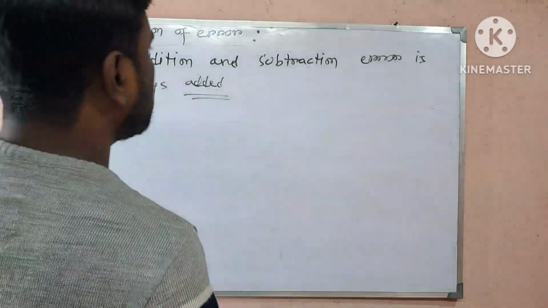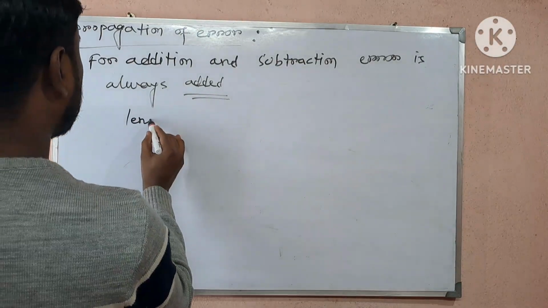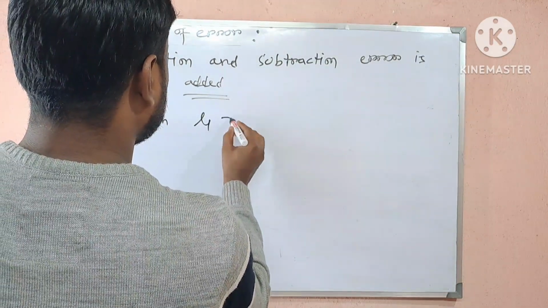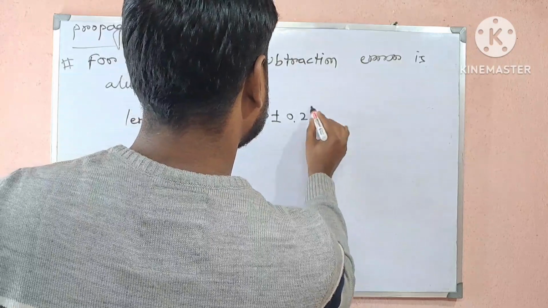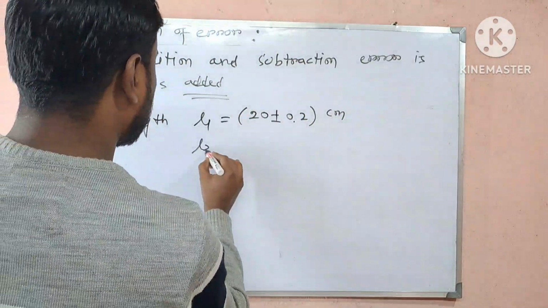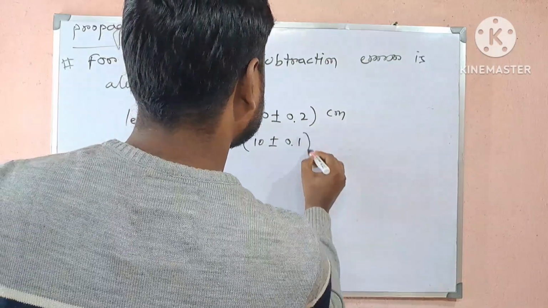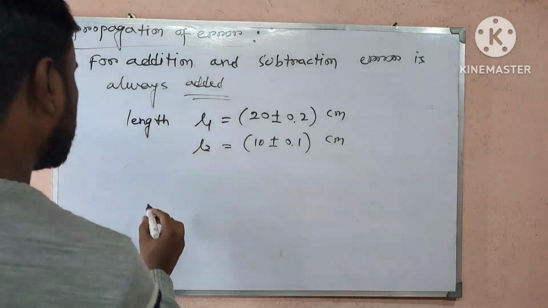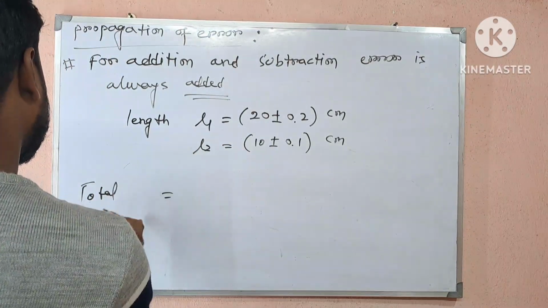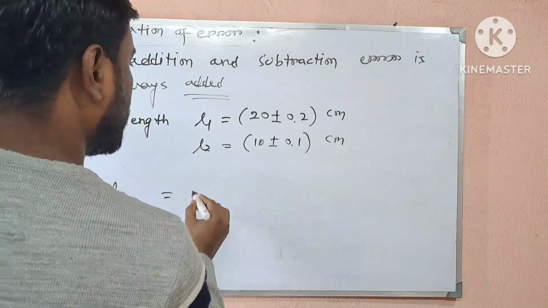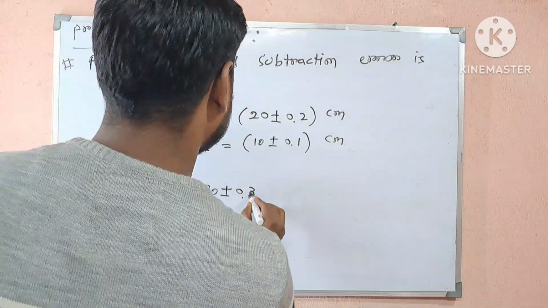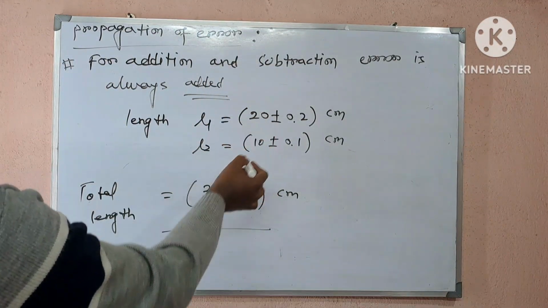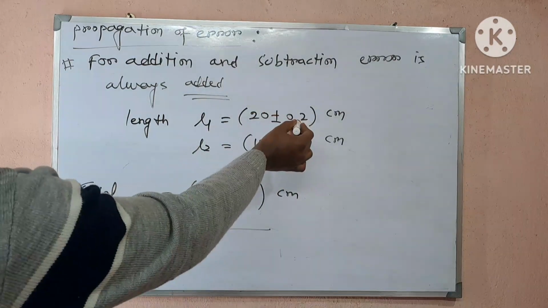What is the meaning of that line? Just imagine the length of a rod is given by L1 equal to 20 plus minus 0.2 centimeter and the length of another rod is basically 10 plus minus 0.1 centimeter. Now what will be the total length if you connect them in series? The total length after connecting them in series will be 30 plus minus 0.3 centimeter. So what is the rule? We just add the true values, 20 plus 10, 30, and we also add the errors.